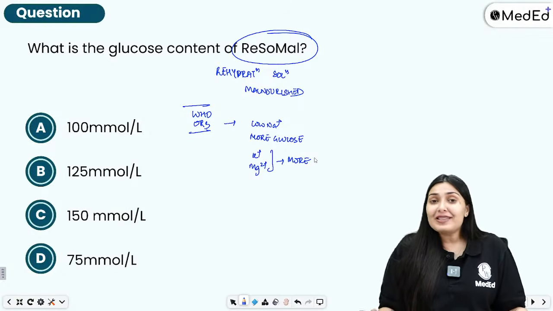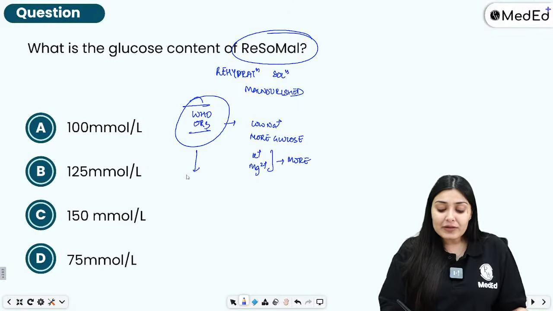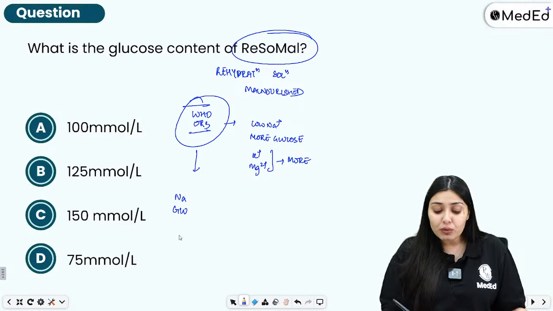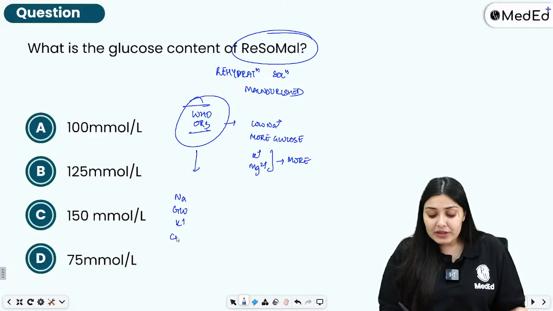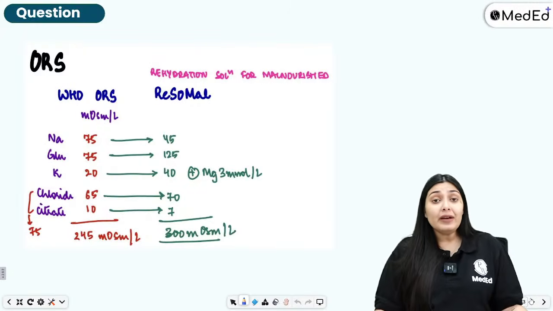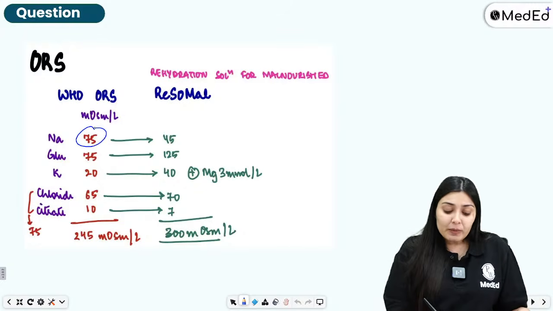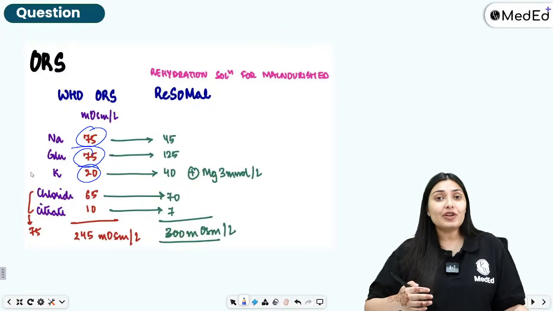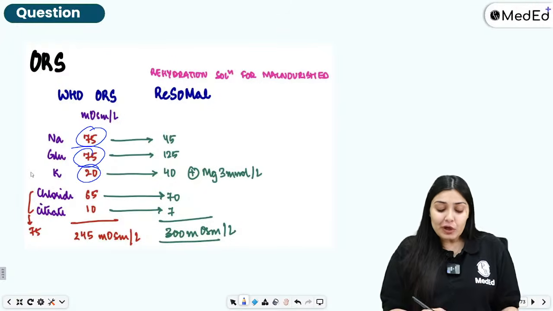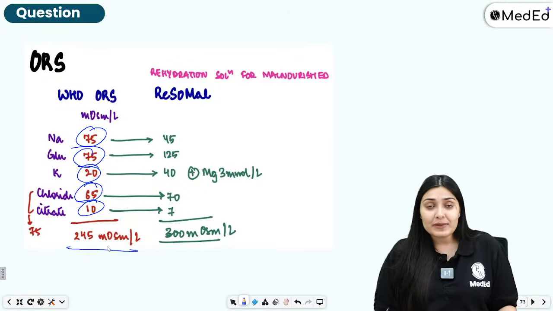In normal WHO ORS, I know magnesium is not there, so we have added magnesium in Risomol. So in normal WHO ORS, what all do you have? You have sodium, you have glucose, you have potassium, you have citrate, right? And you have chloride. So let's look at the differences over here. In WHO ORS, you all know the concentrations. Sodium and glucose are equal, 75-75. Potassium is 20. Chloride and citrate, if added together, again become 75. So chloride is 65, citrate is 10. So total osmolarity is 245 milliosmoles.